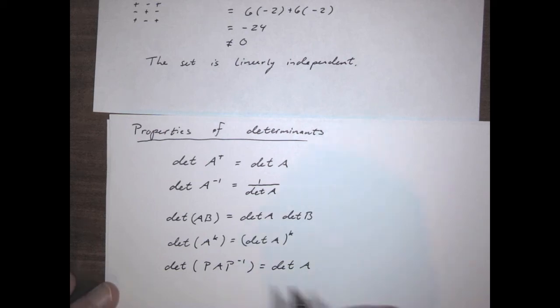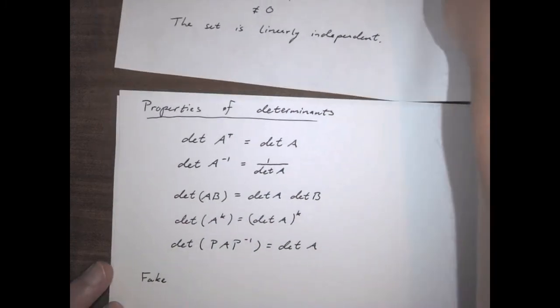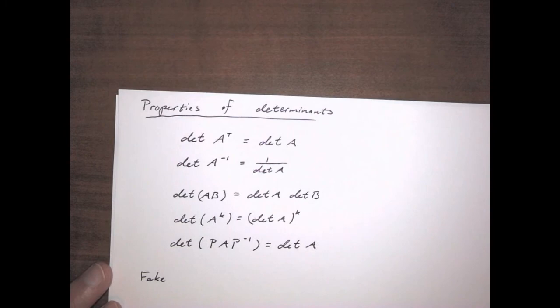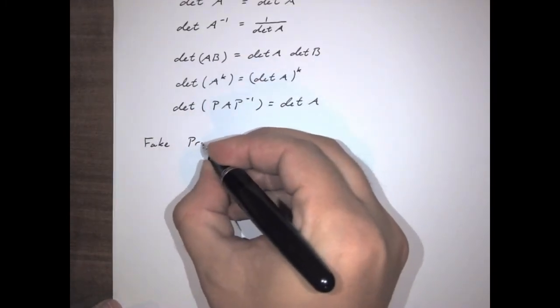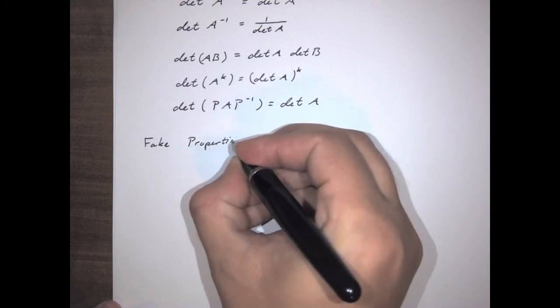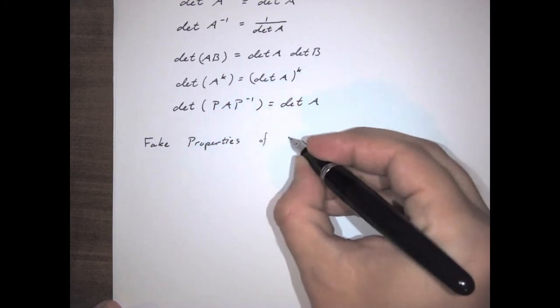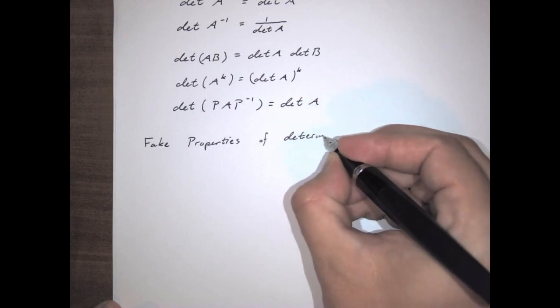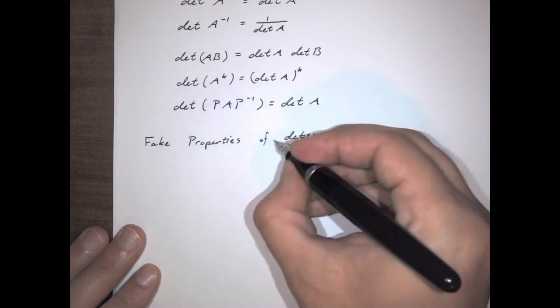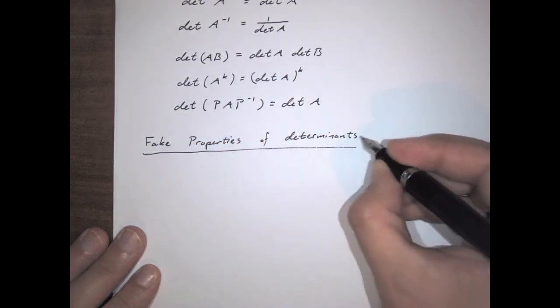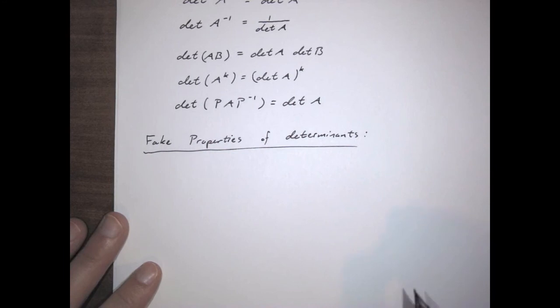Now, here are some properties that determinants don't have. So these are false, fake. So they're fake properties of determinants. So if anybody tells you these are true, it is fake news. So fake properties of determinants. So these are tempting, but wrong.